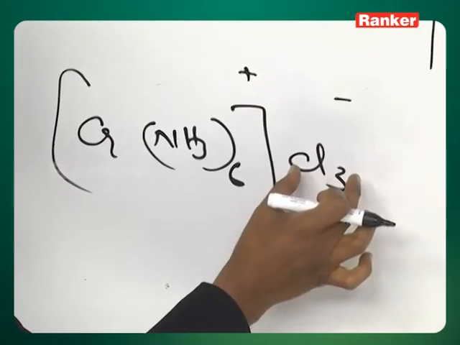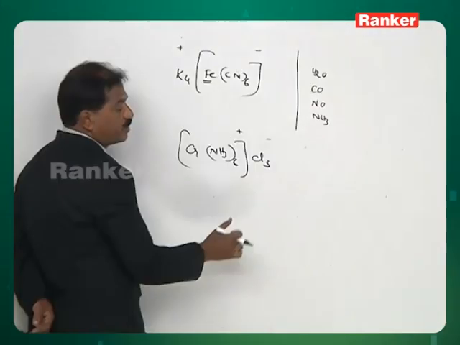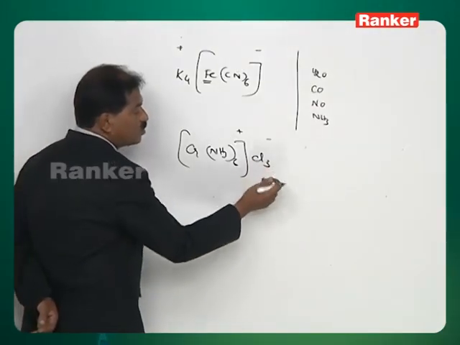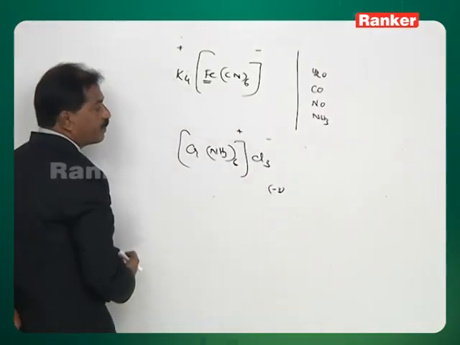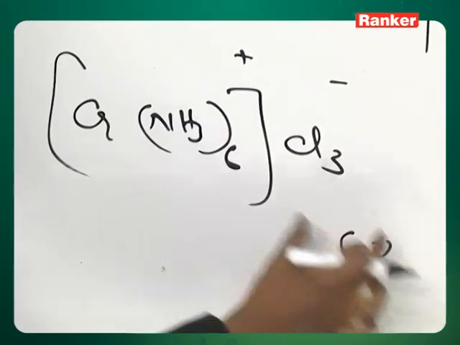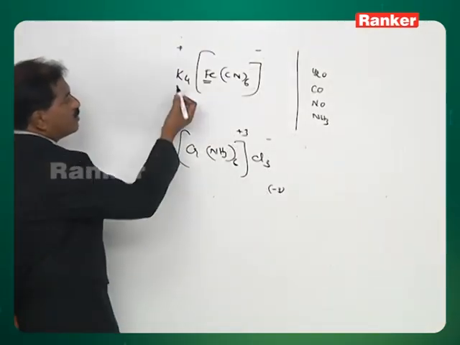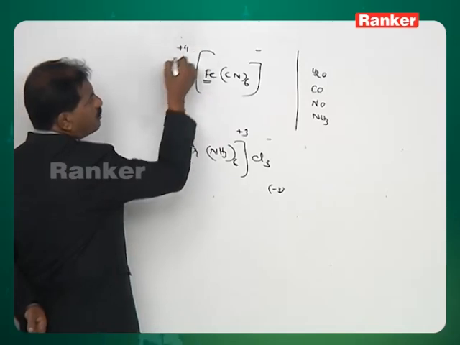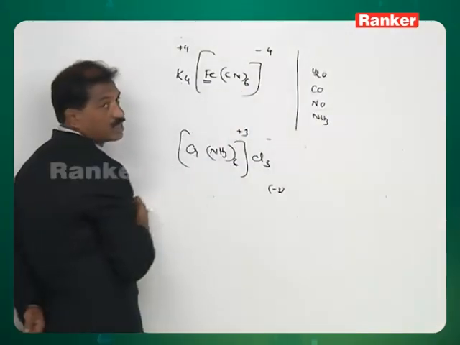Next, based on the nature and number, first you identify the total charge carried by the simple ions. Here 3 chlorides are shown, so the total charge of the chlorides is minus 3. If the chlorides' charge is minus 3, the complex will get the charge plus 3. Similarly here, for the simple ions, the total positive charge is plus 4. Here the oxidation state of this complex ion is minus 4.